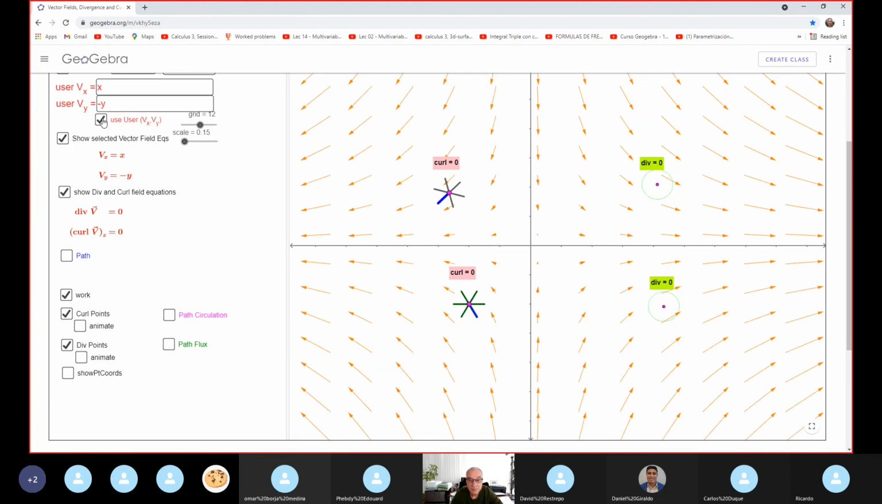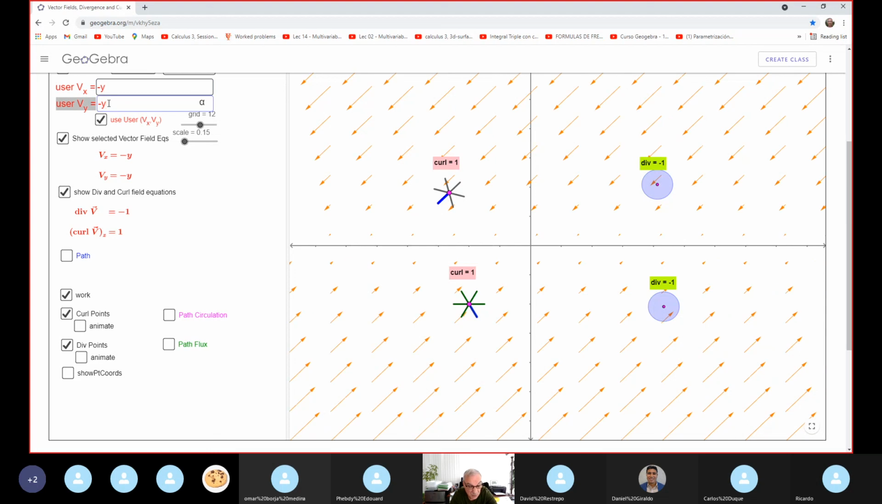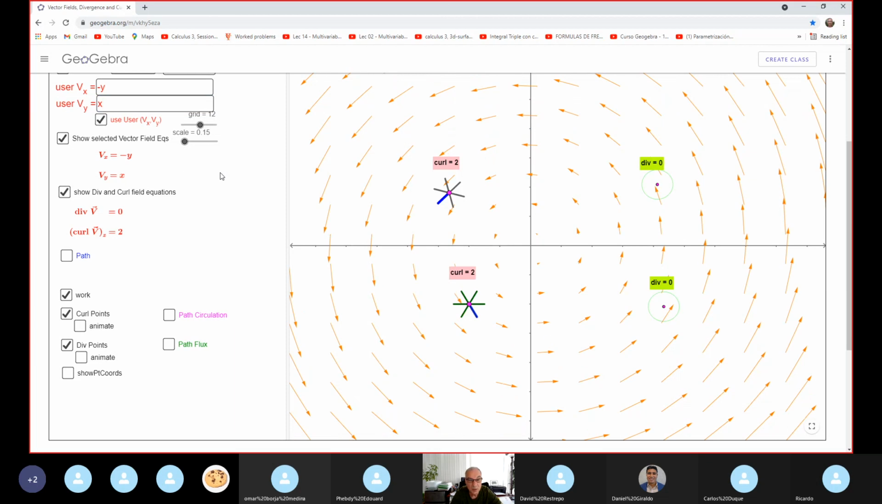Suppose this is negative y here, negative y, sorry, I always make a mistake. Negative y, and here x. Okay, it was the case that we studied. Negative y and x. Okay, look at that. This is a totally rotational vector field. And you see in this animation, look.